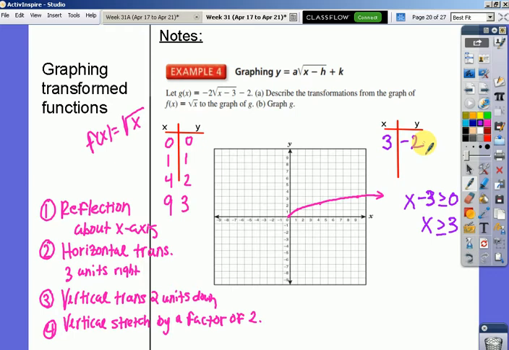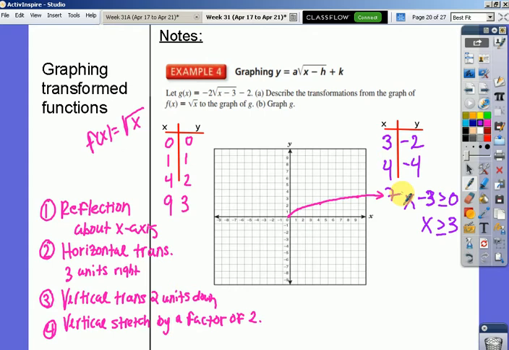Okay. And then, let's plot 4. 4 minus 3 is 1. Square root of 1 is 1. Negative 2 times 1 is negative 2. Negative 2 minus 2 is 4. What's another good one? Another good x value. 7. Yep, 7 is great. That's what I think too.